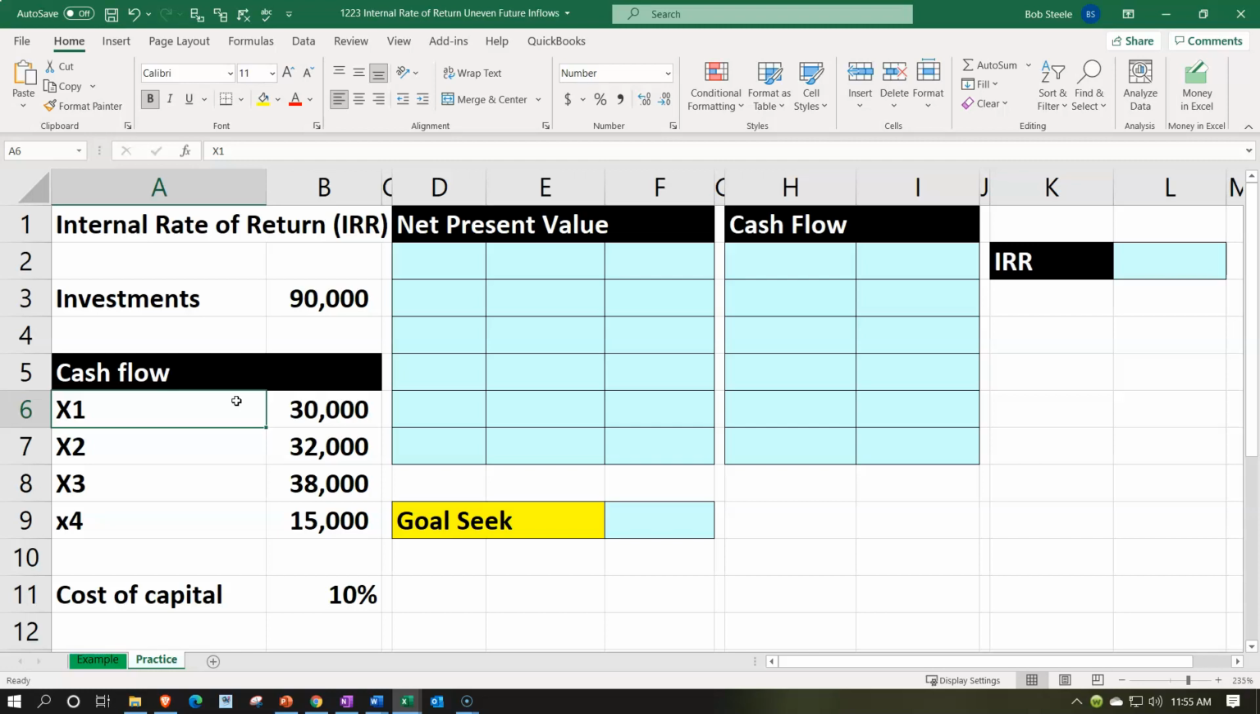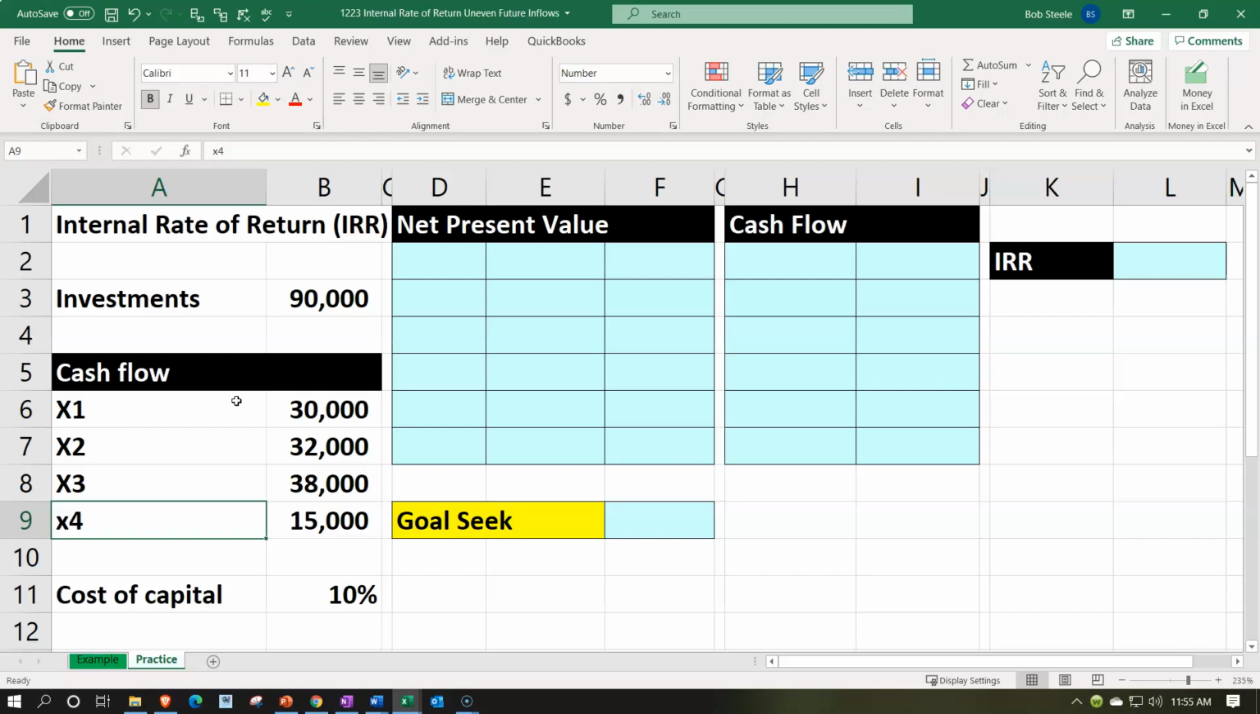So we're going to say 1 year out, 30,000, 2 years out, 32,000, 3 years out, 38,000, 4 years out, 15,000. So then we're going to do our internal rate of return. You want to think about it as being similar to the net present value, or related to the net present value. A couple ways we can calculate it.